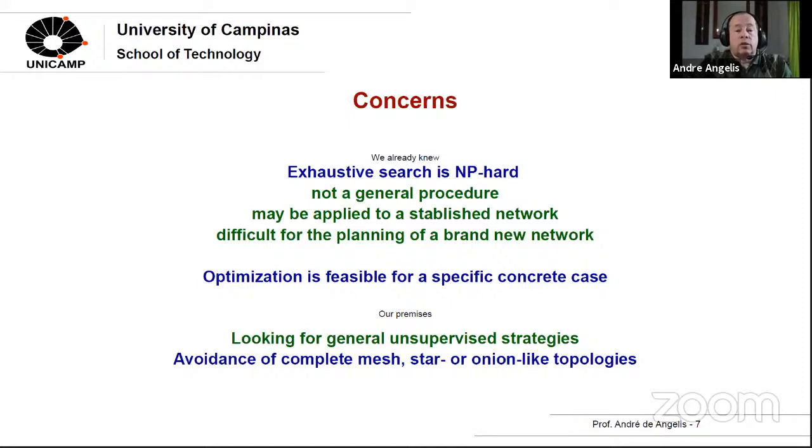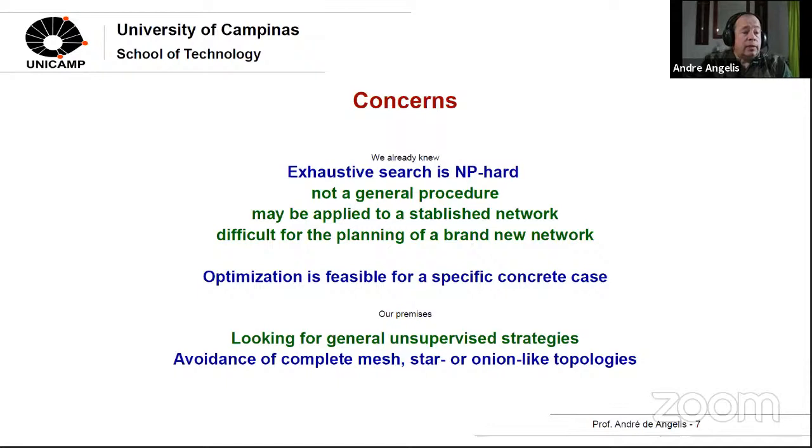We had some concerns during this work. We already knew that exhaustive search is an NP-hard problem, not a general procedure, but we know that it may be applied to an established network. If you have the network in place, it is feasible to do an exhaustive search and find the place to put the new edge. But this is not applicable to the general problem and is very difficult for the planning of a brand new network.